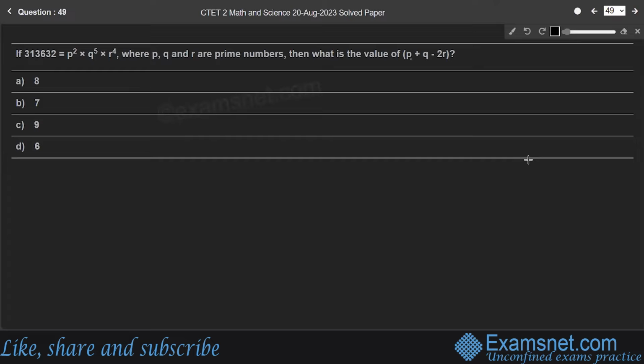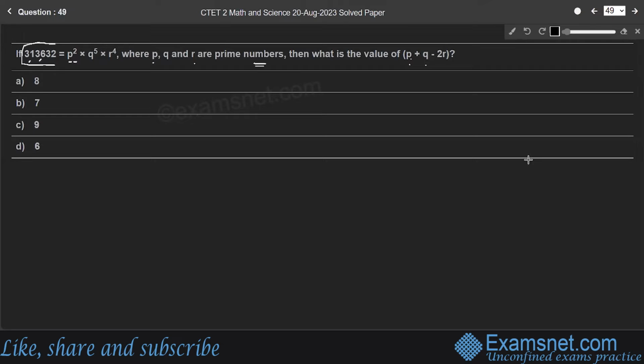Question 49. If 3,13,632 is p square into q raised to 5 into r raised to 4, where p, q and r are prime numbers, then what is the value of p plus q minus 2r? Here, students, the number is an even number.